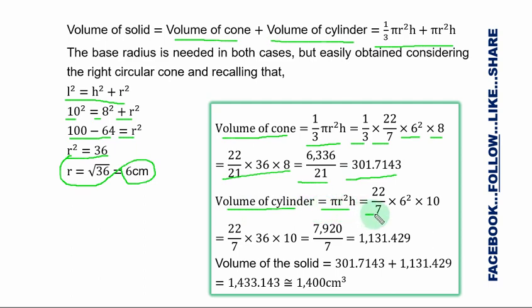Next is the volume of cylinder, and that is pi r squared h. You have 22 over 7 times 6 squared times 10. That simplifies to this. Therefore, the volume of the solid is the addition of the two volumes, and you have 1433.143, which to 2 significant figures is 1400 cubic centimeters.